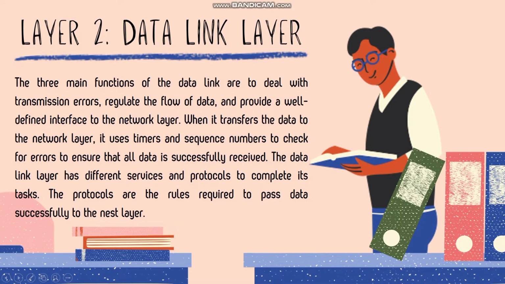Hello, my name is Nur Afrina and I will be presenting layer 2, which is the data link layer. In this layer, the three main functions of the data link are to deal with transmission errors, regulate the flow of data, and provide a well-defined interface to the network layer. When it transfers the data to the network layer, it uses timers and sequence numbers to check for errors to ensure that all data is successfully received. The data link layer has different services and protocols to complete its task. The protocols are the rules required to pass data successfully to the next layer.